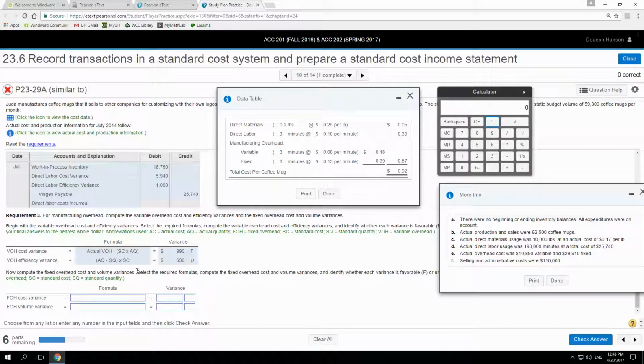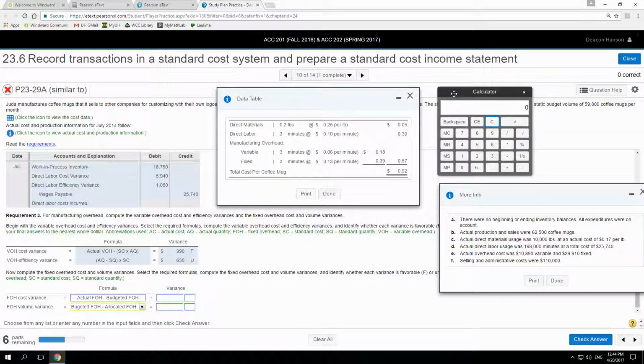Remember your formulas. Now we're going to do the fixed overhead cost variance, which is actual fixed overhead minus budgeted fixed overhead. And then we're going to do the fixed overhead volume variance, which is budgeted fixed overhead minus what was allocated. So let's start with the first one. Actual fixed overhead is sitting right here. We don't have to do any math. Down in letter E, 29,910.